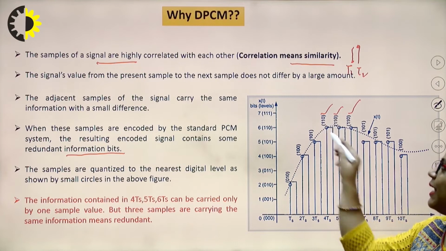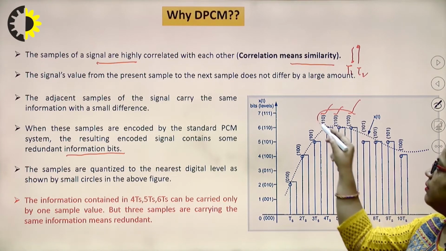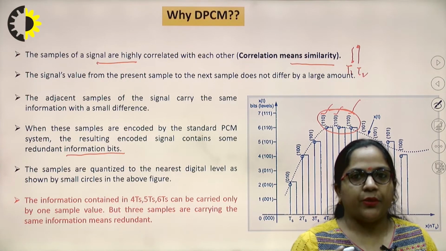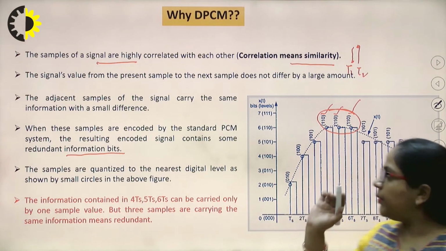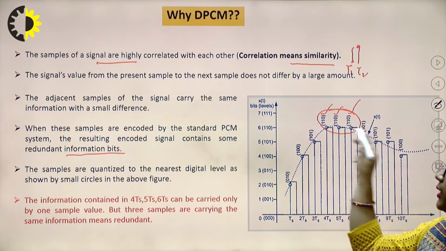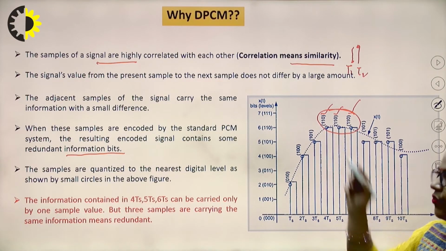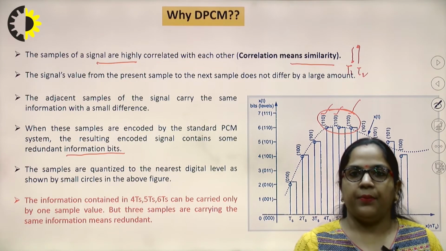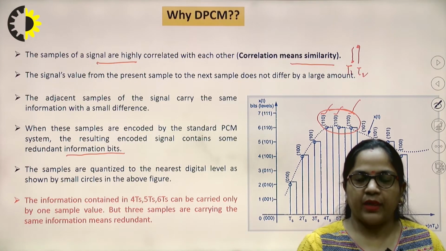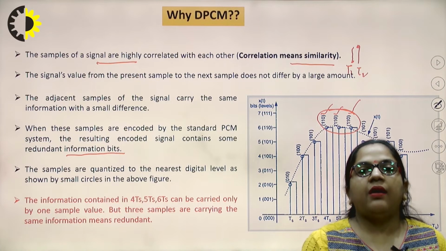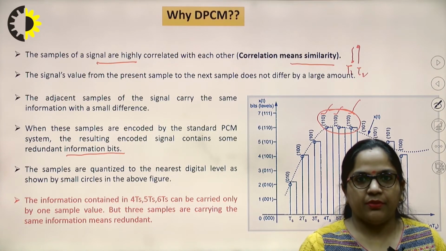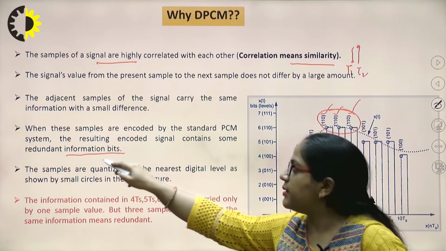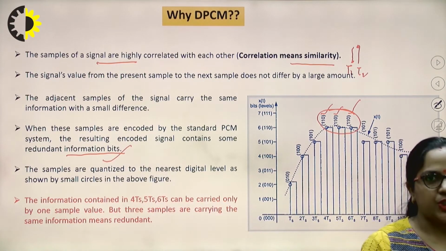So it will help us in reducing the number of bits required to represent that particular sample. What is the meaning of this? If the information in the adjacent samples is the same and we are transmitting the same information again and again, that will increase the redundancy. This is called redundant information bits.